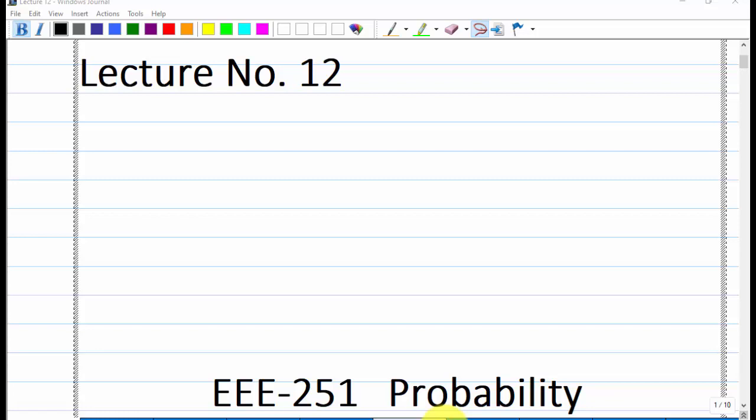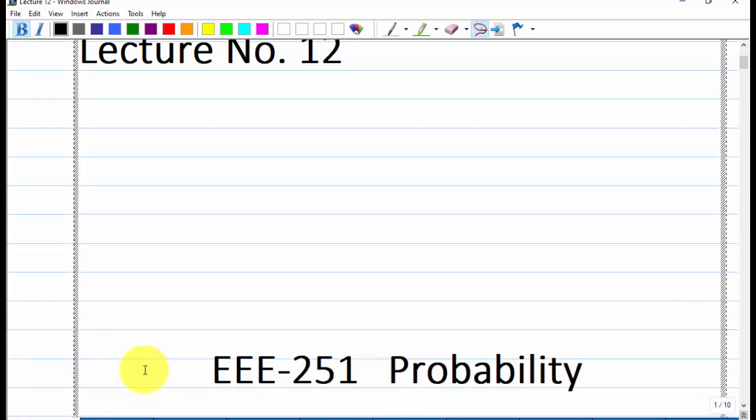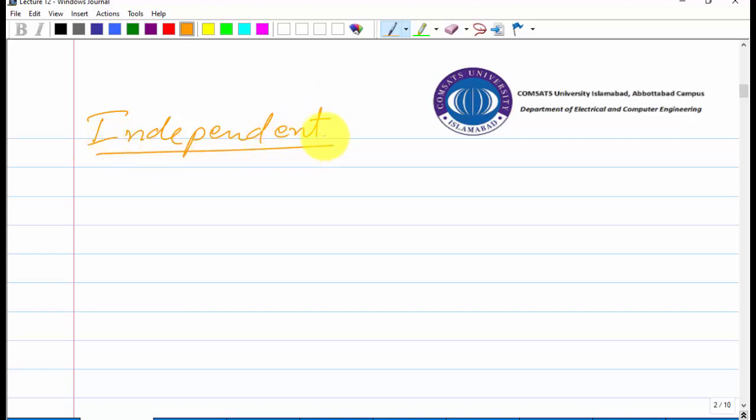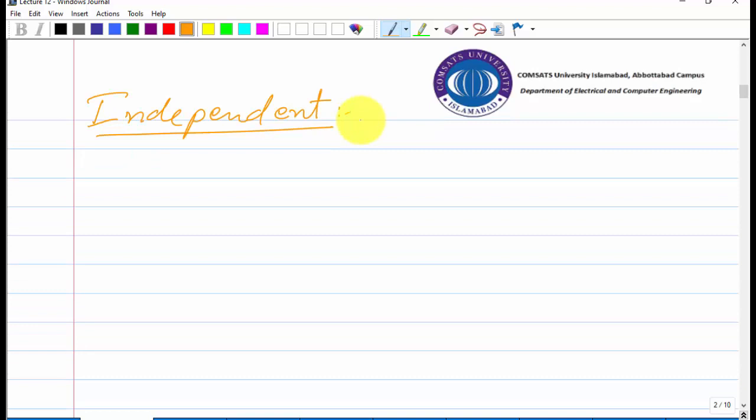So today is our lecture number 12. In lecture number 12, we will start with the topic independent trials. Before that, we have seen sampling without replacement and sampling with replacement. So we have seen different ways how we can calculate the number of outcomes in a sample space. So, independent trials.